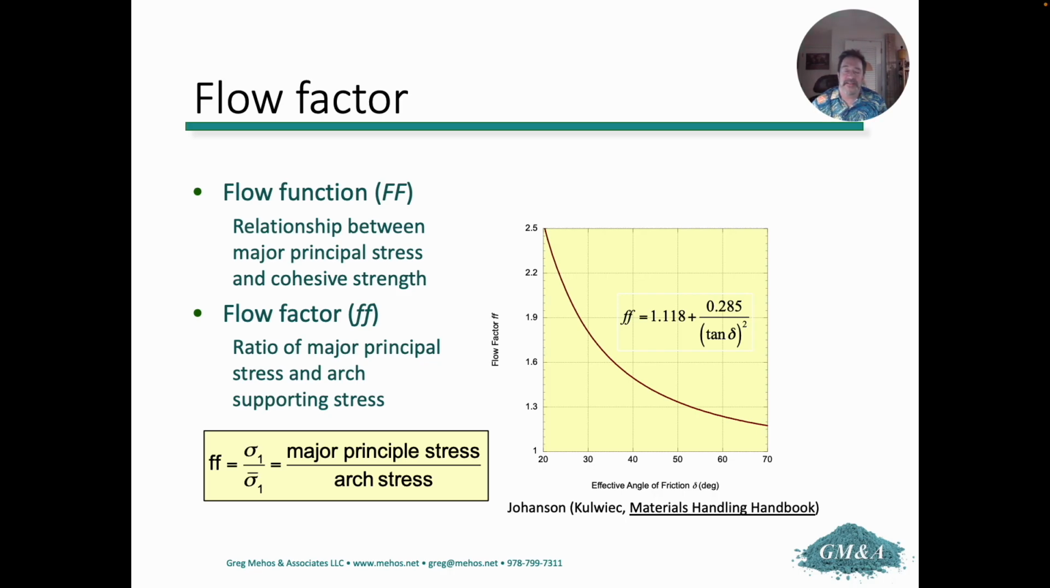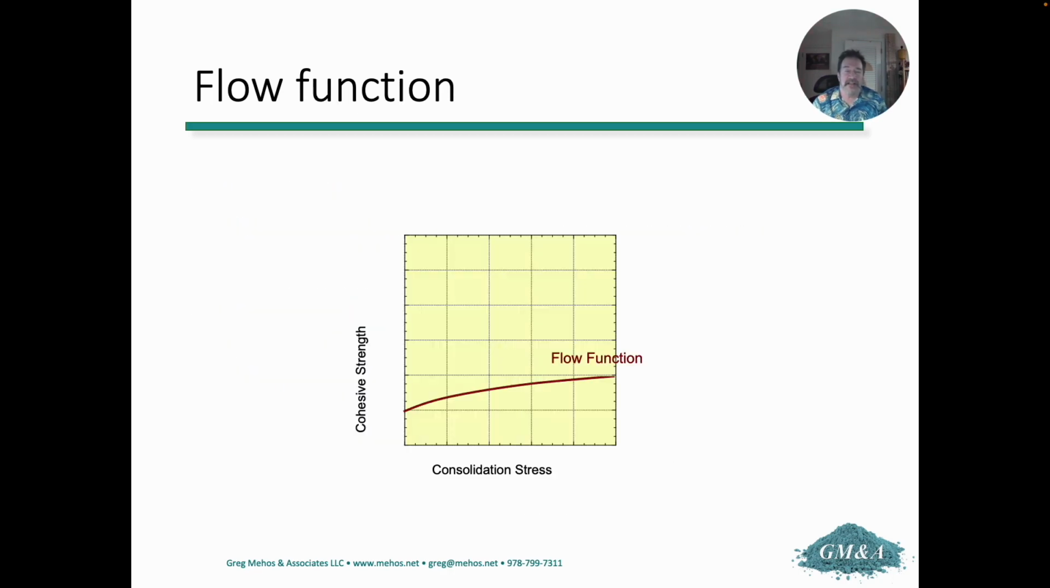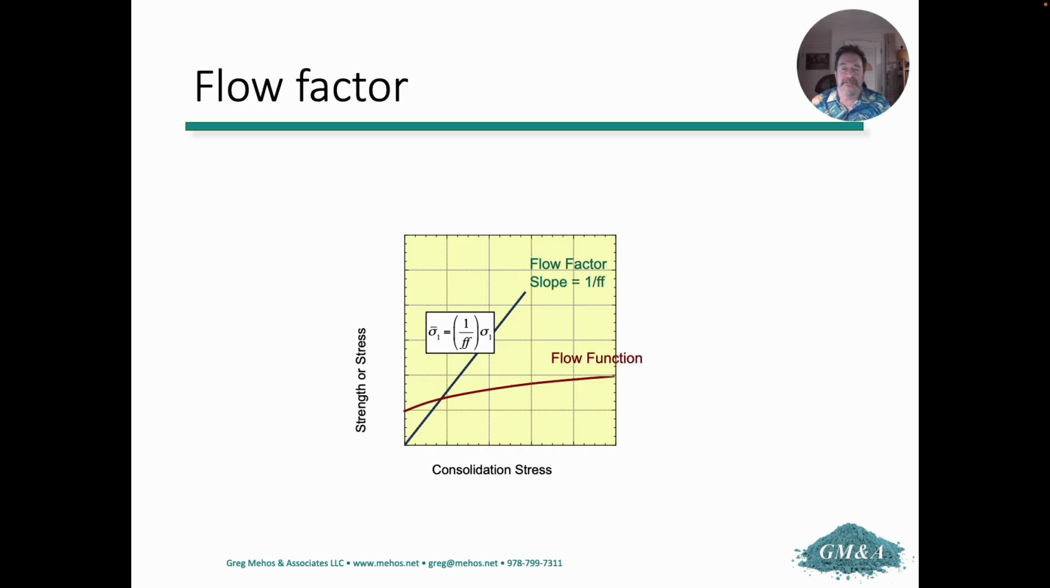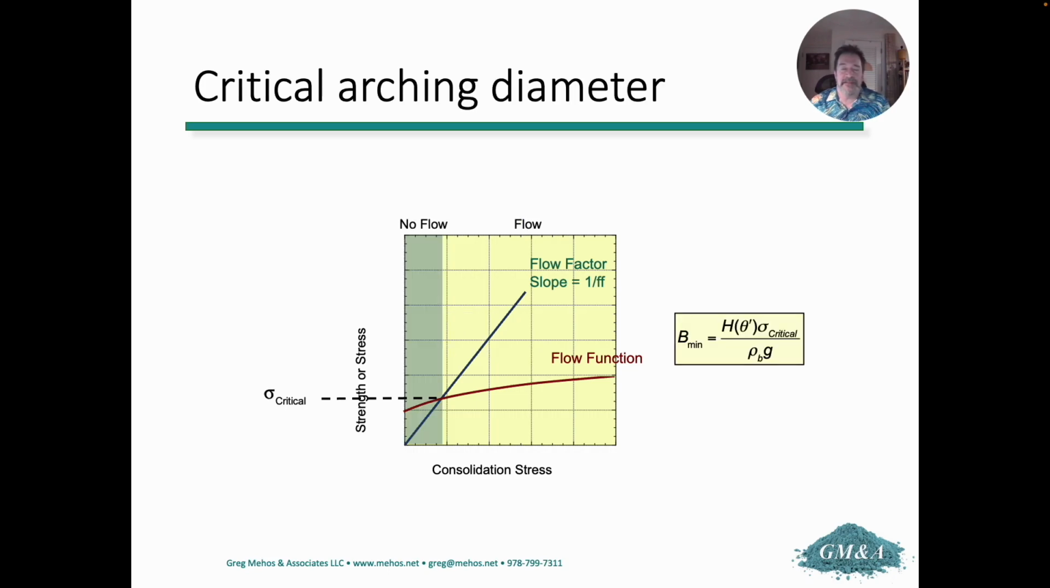And shown here is what Johanson defines as a critical flow factor. And it's a function of the effective angle of friction, which again we're able to get out of a shear cell test. So now it's a lot easier because again, once we've measured the flow function, that is, we measured the cohesive strength as a function of consolidation stress, now we can plot the flow function on the same line as the flow factor. And again, we have two scenarios.